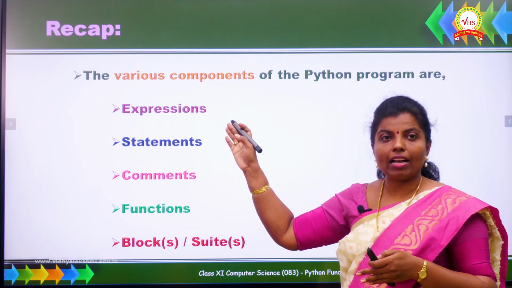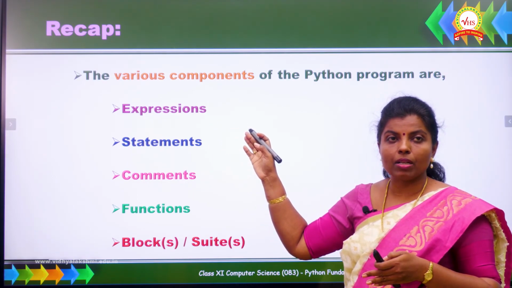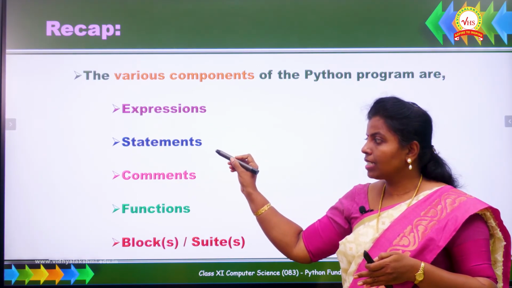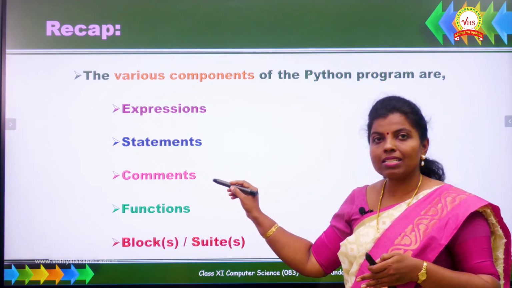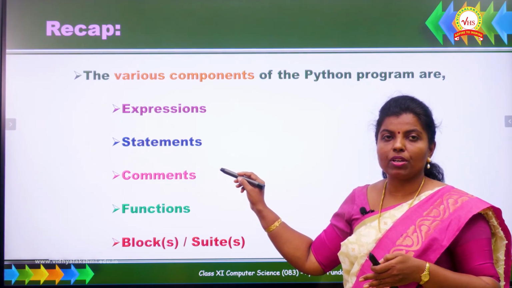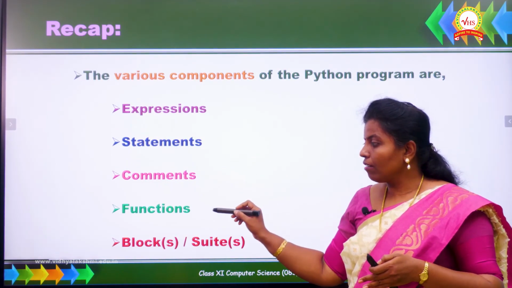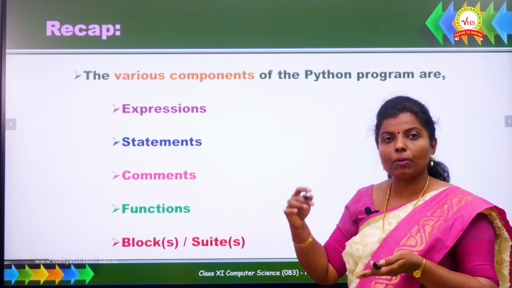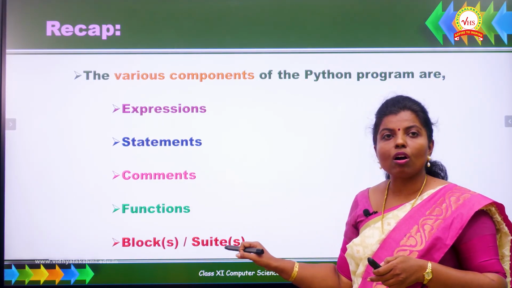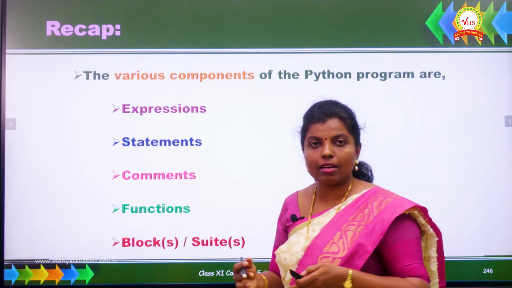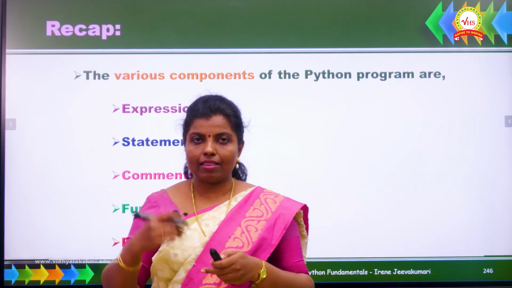Expressions are the valid combination of any symbols that represent a value. Statements are the instructions given through the program. Comments are the additional readable information given to the program, and functions are the sub-programs or the sub-code units of a program. Block or suite are the set of statements which are part of other statements.